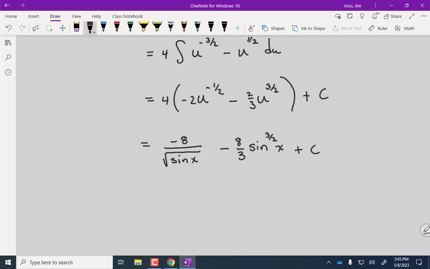Since both those are negative, is there anything special you can do or no? No. Nothing special.